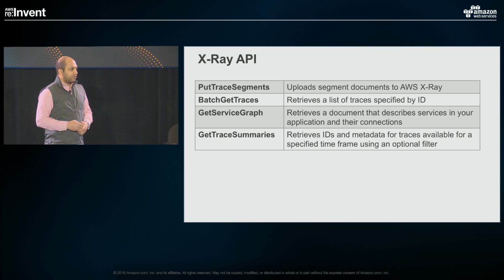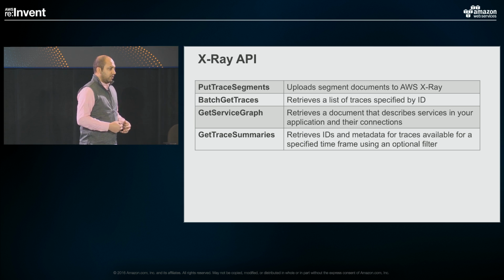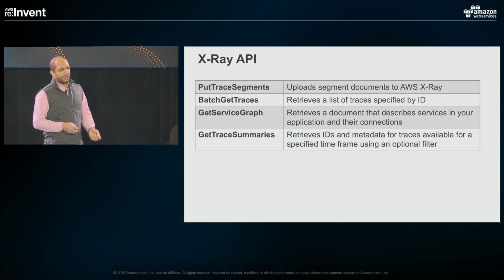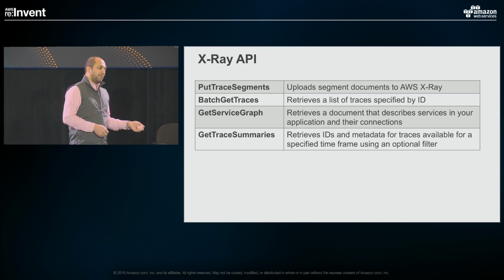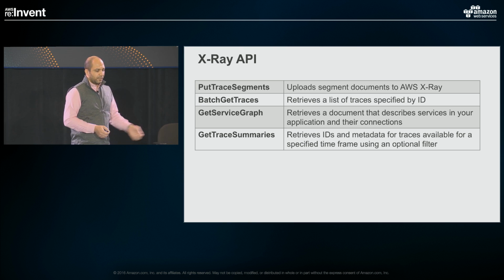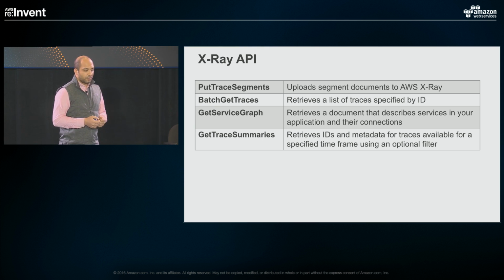And then we have GetTraceSummaries. This is essentially, from our point of view, the really rich filtering capabilities where you can do things like show me traces that were between service A and service B that had HTTP URLs starting with the letter foo and had a status code of 200, for example. So you can get very granular in terms of finding issues or finding specific traces of interest.